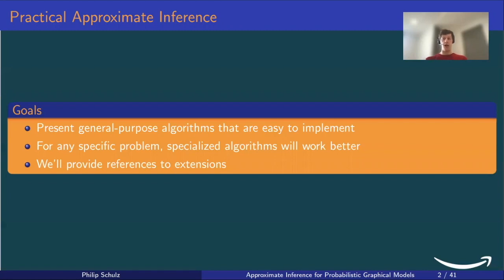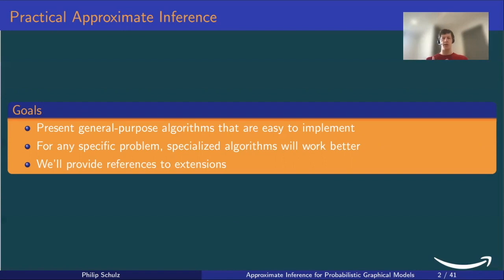And the goals for the session are as follows. So I'm going to present two general purpose algorithms that are straightforward to implement and can be used on most problems, not all of them, but most problems that you'll encounter with probabilistic graphical models. And I should say that for any specific problem, you'll find specialized algorithms that will work better. So for example, in the case of hidden Markov models, you'll have a specialized algorithm that computes the posterior exactly. And even for nonlinear, non-conjugate models, people have come up with all kinds of intricate specialized algorithms. That's not our goal here.